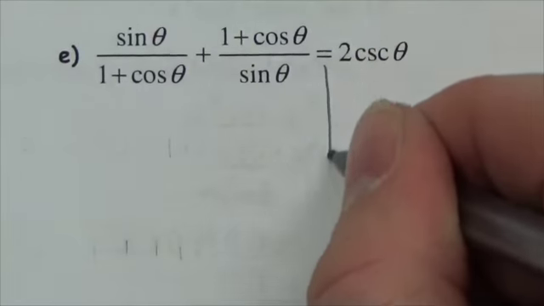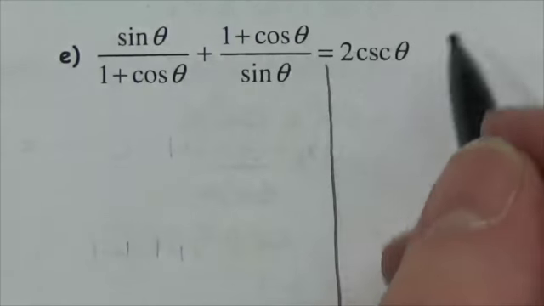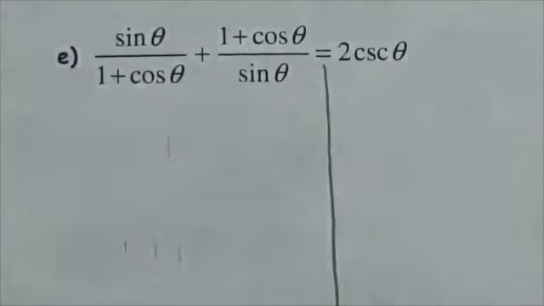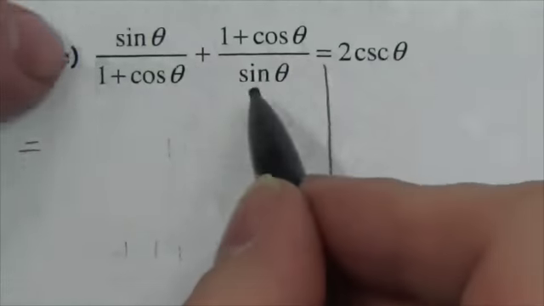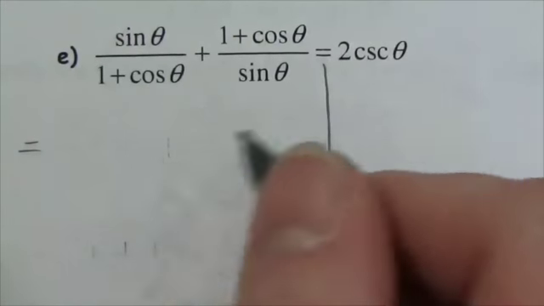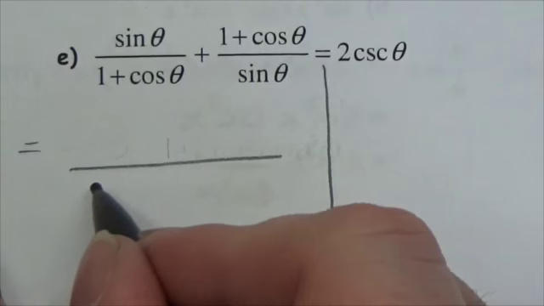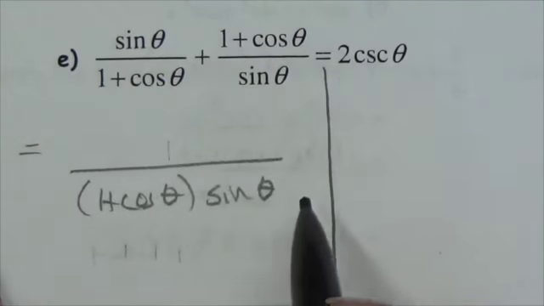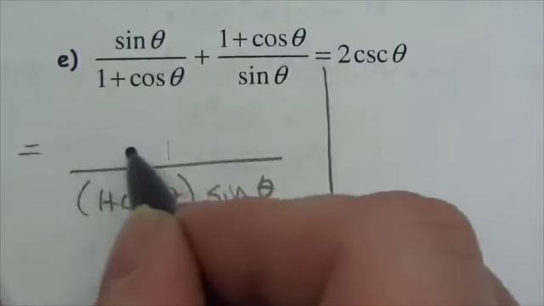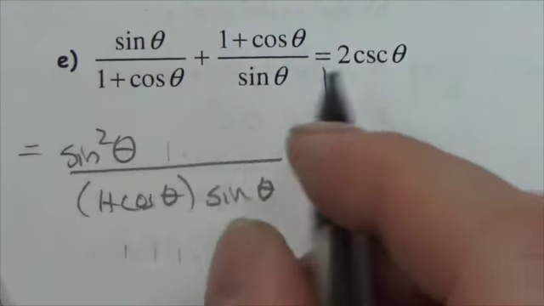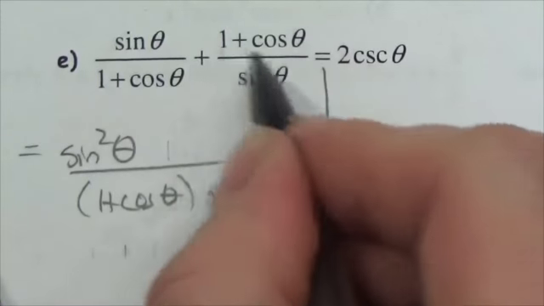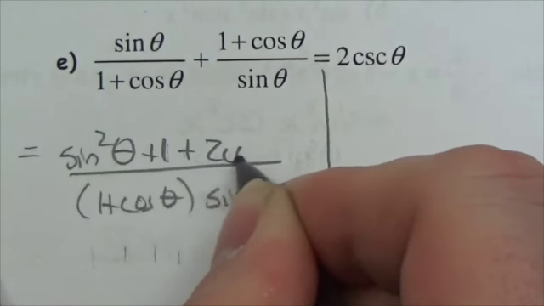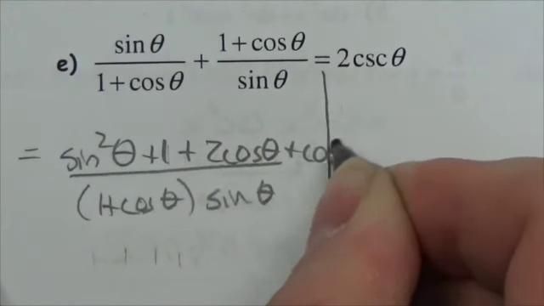Okay, so this one's a little bit more involved, but that's okay. Notice that on the right-hand side, there's not much to work with, but on the left-hand side, there's plenty. There are no Pythagorean identities that I see right now, but I've got two terms here that I'm going to add together, so I'm going to get a common denominator. It's going to be 1 plus the cosine of theta times the sine of theta. That means I multiplied numerator and denominator here by the sine of theta, so that gets me sine squared of theta. Then I had to multiply this numerator by 1 plus cos theta, and when I expand that out, I get 1 plus 2 cos theta plus cosine squared of theta.